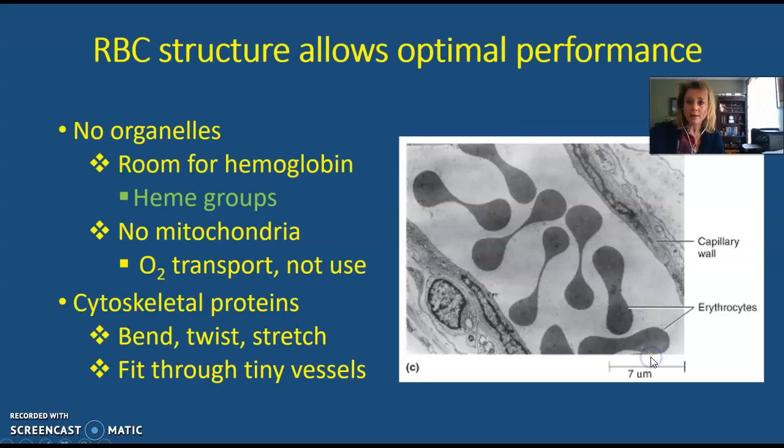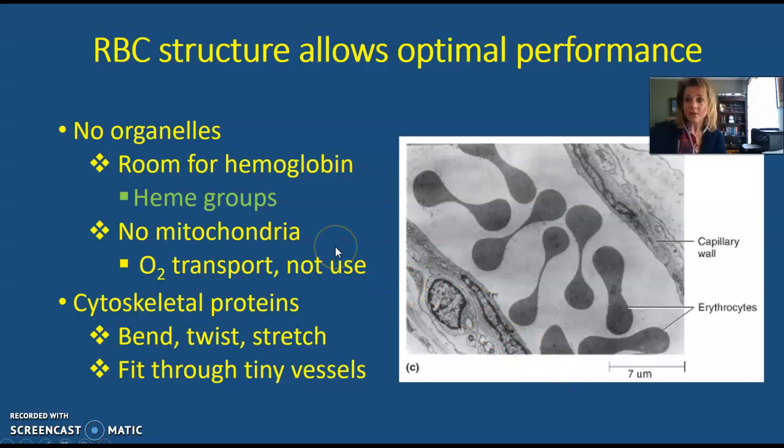So let's talk about red blood cells. They don't have any organelles, and that is to ensure that they have plenty of room for a compound called hemoglobin. Hemoglobin contains four groups, which are called heme groups. They have iron in them, and that is what's going to bind to oxygen and allow these red blood cells to carry oxygen around the body to the tissues of the body.